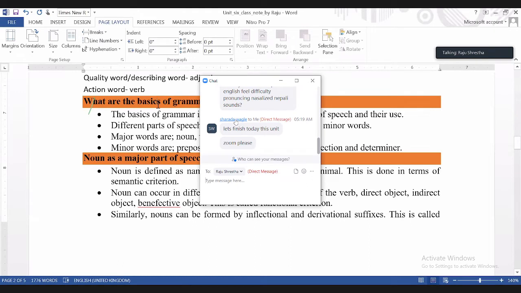Then we have to talk about different parts of speech. So the basics of grammar is concerned with different parts of speech and their use. And basics of English grammar, what we have to talk about is different parts of speech and their use. And different parts of speech can be categorized as major word class and minor word class.